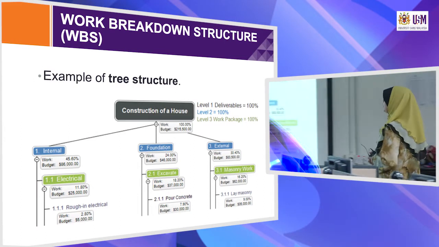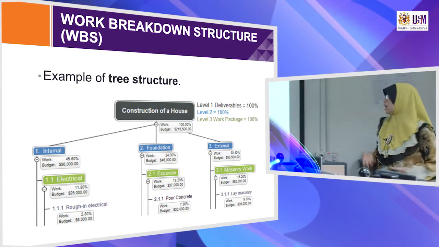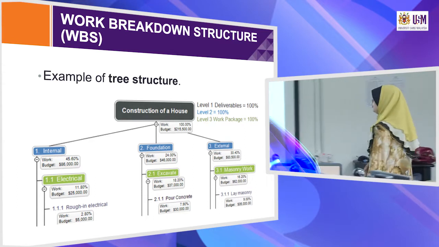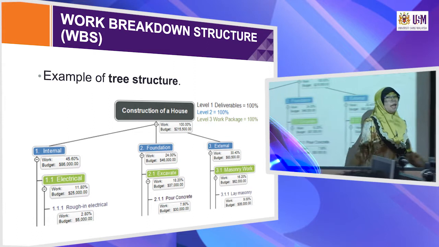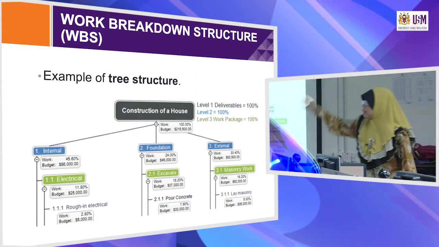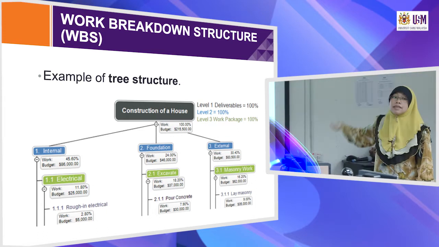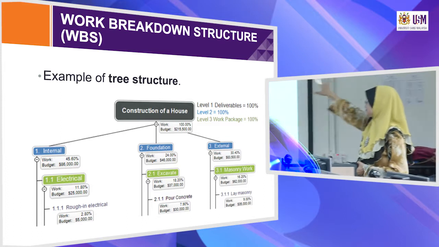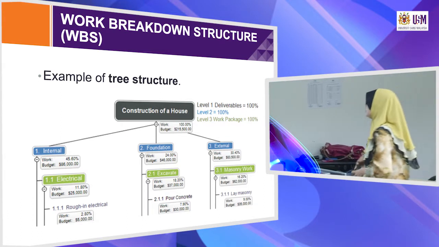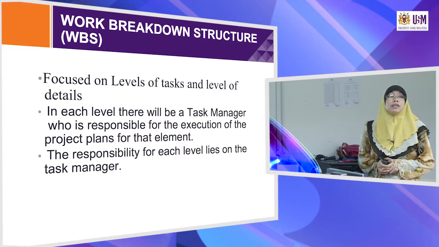You can see in this construction example, we are going to build a house. So what is involved in building a house? First, maybe the internal, something to do with electrical in the house. Whatever is inside the house, we divide it into a category. And then the foundation, what is involved in the foundation? And then what is involved in the external of the house? Maybe you want to do a landscape project outside the house and so on. So this is an example of a tree structure. There are levels, level 1, level 2 and level 3, that we'll discuss later.